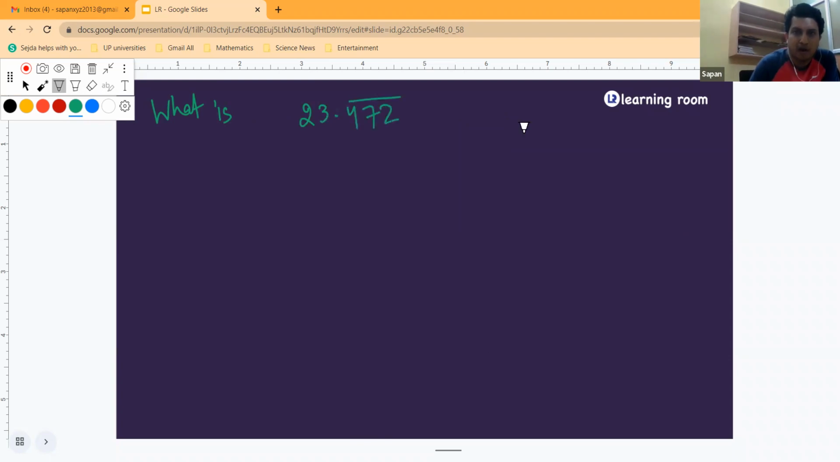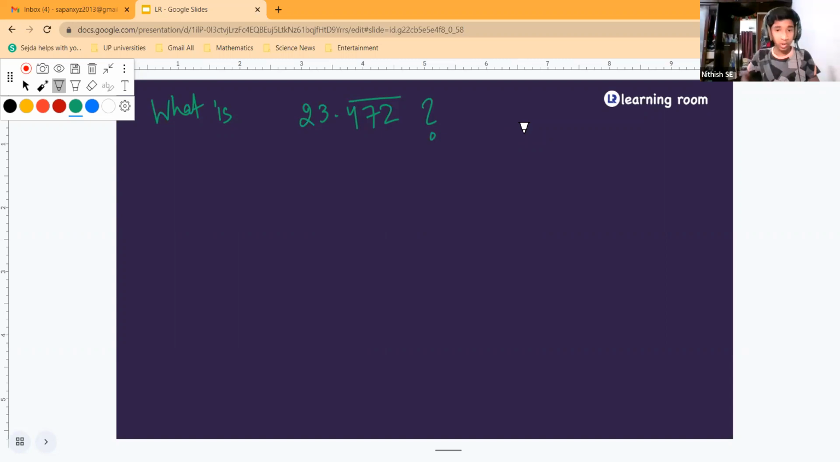What is 23.472 bar? I want to see this. First of all, I know that by decimal representation, this is a non-terminating recurring number. So you don't need to multiply the x with 100 or anything, because the number is already outside this.